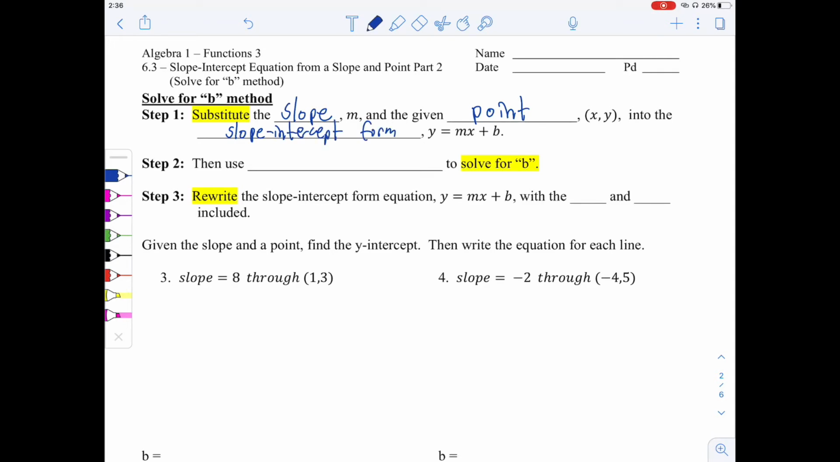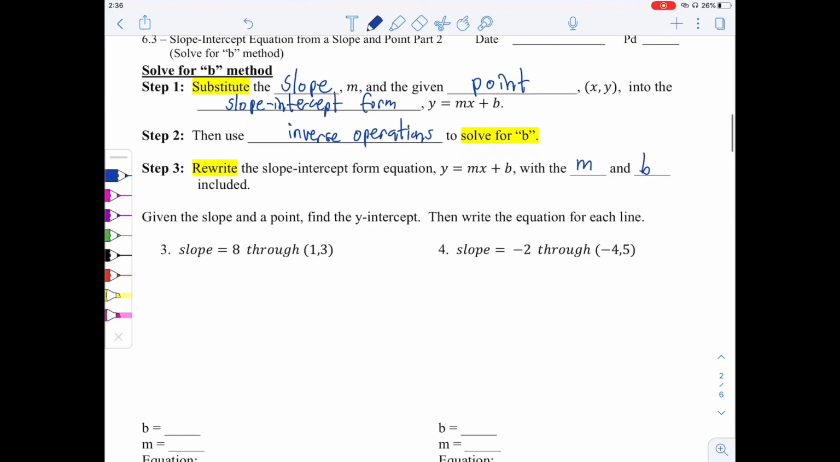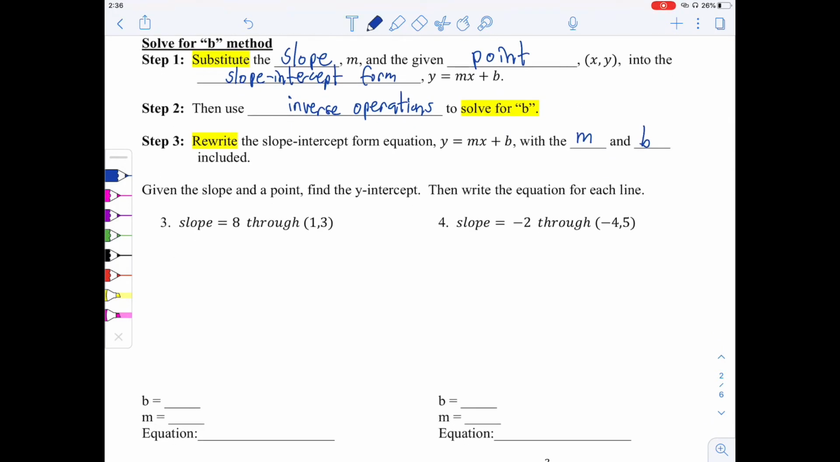And then step 2, we substitute our m and our point. Then we're going to solve for b, using inverse operations, and then rewrite the slope-intercept form equation y equals mx plus b with the m and the b. Okay, so those are our steps.